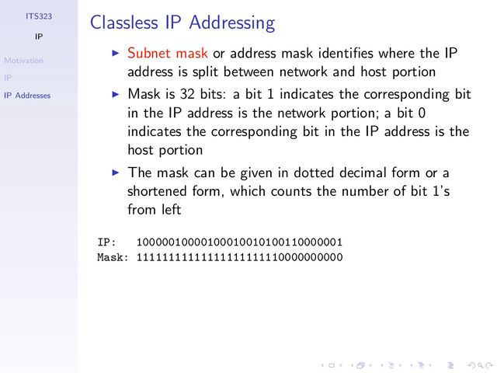Similarly, we'd have a mask here where the first 20 bits would be 1 and the last 12 bits would be 0, to say that the split between the network and the host portion is after the 20th bit. So in fact we have two values, the IP address of the device and its corresponding mask. We know that we can convert these to dotted decimal values.